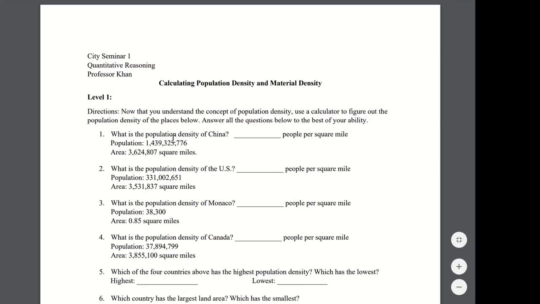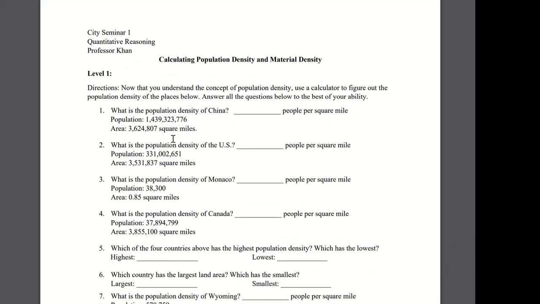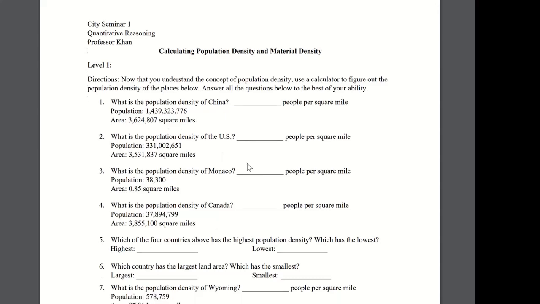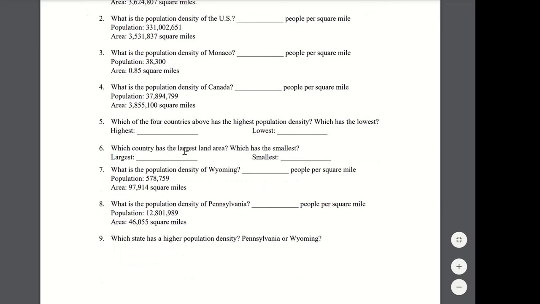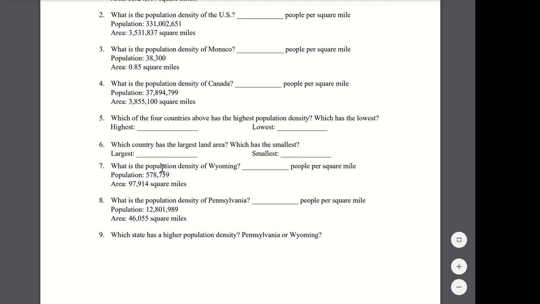Level 1, we're going to be looking at population density mostly. I think population density is usually easier than material density. So that's the first thing. Population density of China. Remember, population divided by area. For each one of these, out of the 4 countries, which has the highest and lowest population density, which has the highest land area? So look at the area for those.